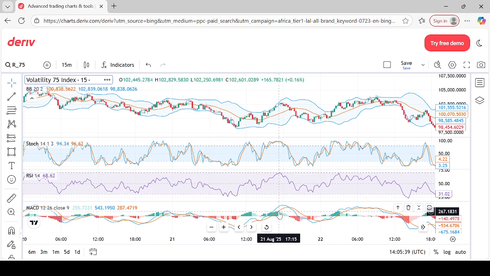Now price has to touch the upper Bollinger Band, and as you can see at this same area, price is at the upper width of the Bollinger Band. So these are the conditions for a selling trade.